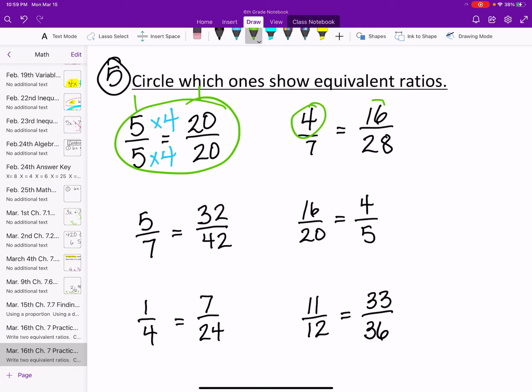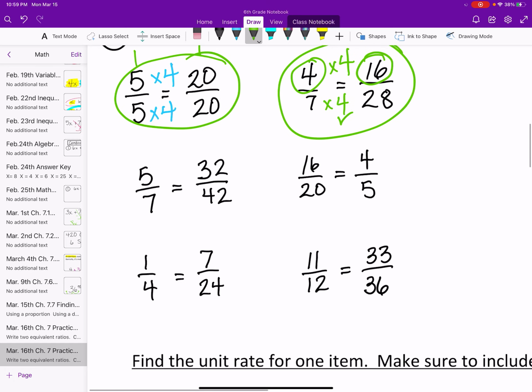Okay, let's look at our second one over to the right here. 4 times what gets me 16? I had 4 times 4. Now I'm checking. Does 7 times 4 really equal 28? It does, so this is an equivalent ratio. Coming down here. Okay, I can already see something wrong with this one because if I'm looking at the top, 5 times something gets me 32. Well, there's no even number that would get me 32. Let's check the bottom. 7 times what gets me 42? That would be times 6. But 5 times 6 does not equal 32. So that's a no. It's not an equivalent ratio.